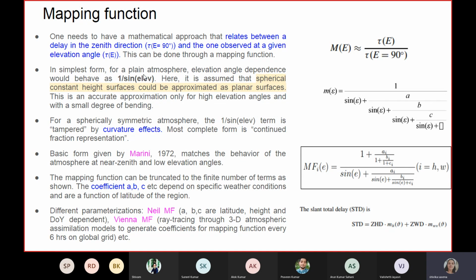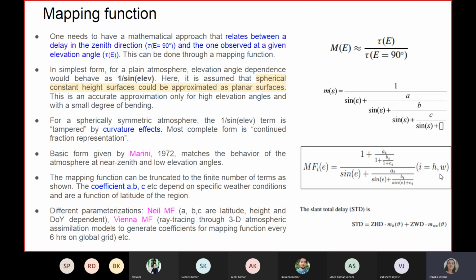So for this complex continued fraction form of the mapping function, there is a truncated, easier representation, which is given in the third equation. You can see this is defined by, there are two things here to notice. First is the small i. Small i means either the mapping function value is for the hydrostatic part or for the wet part.